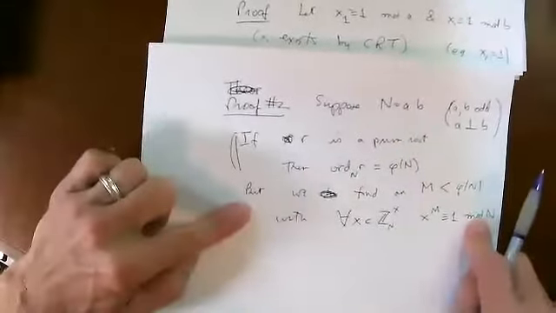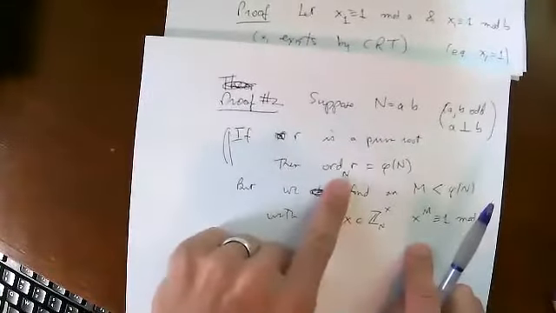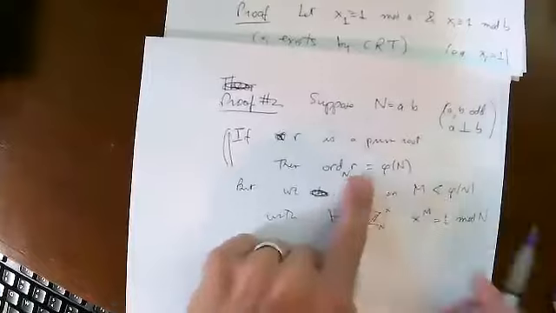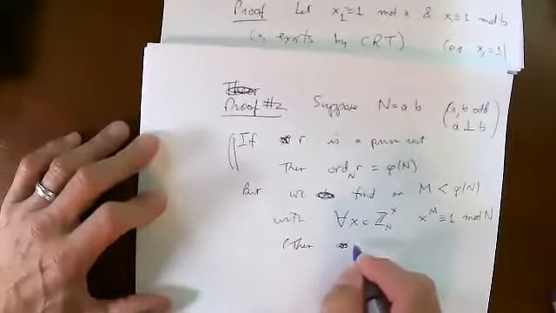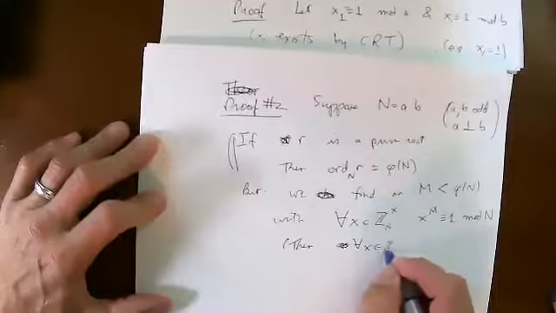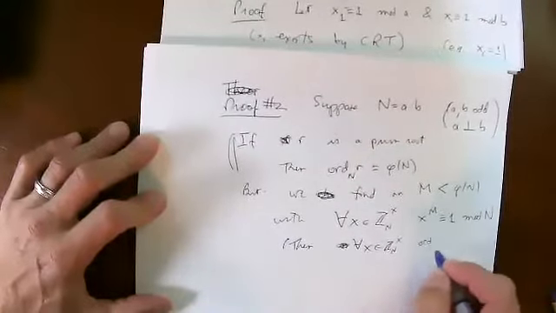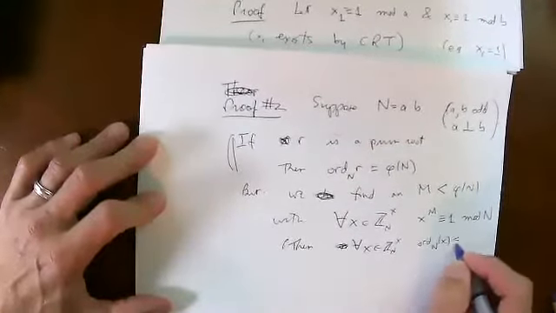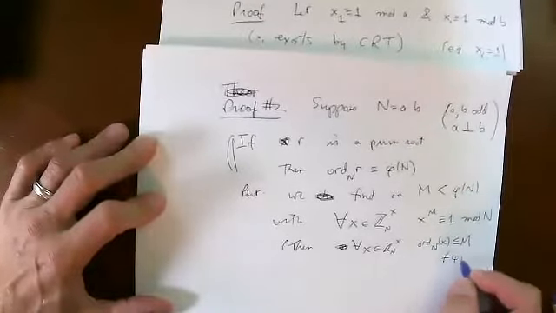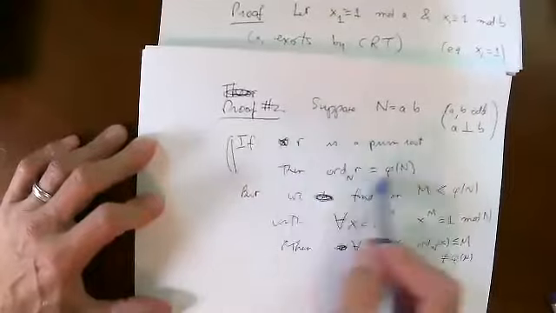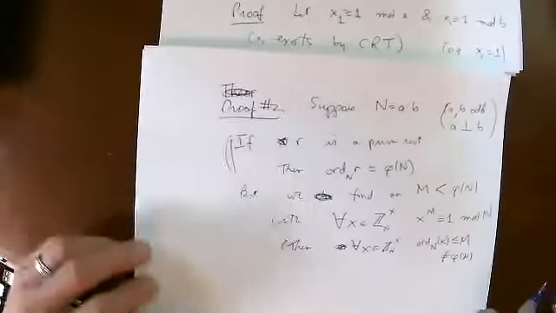So once that's true, that means that the order of every single invertible element mod n is going to have to be less than or equal to this number m. So for all such x's, the order mod n of x can never be more than m, and so in particular, it's never equal to phi of n, and that means that you can't have a primitive root.